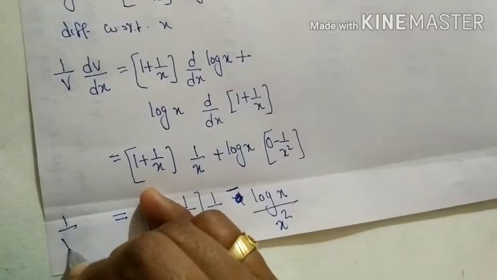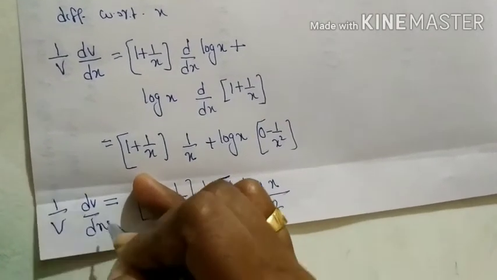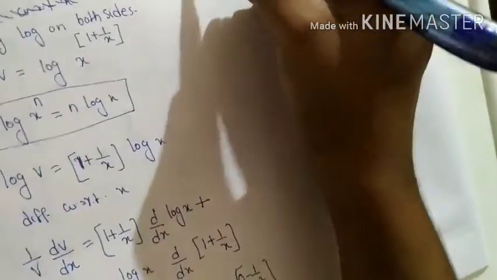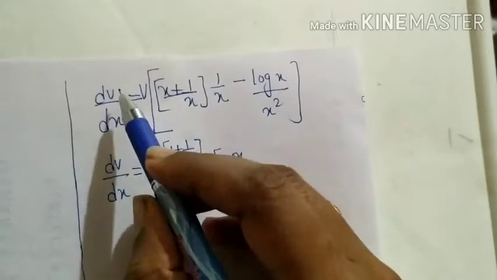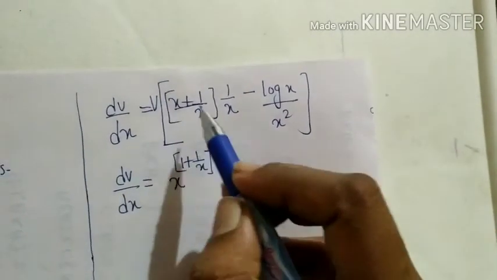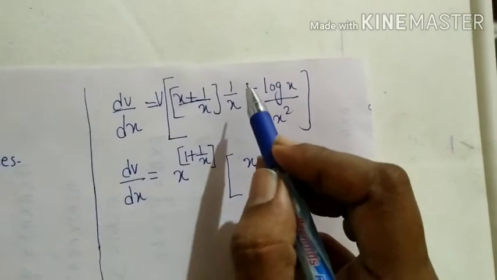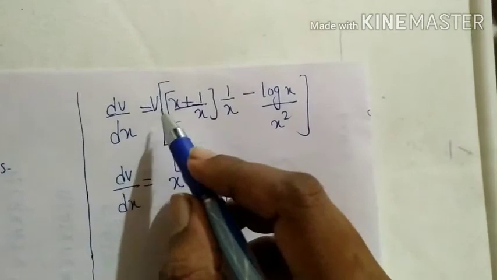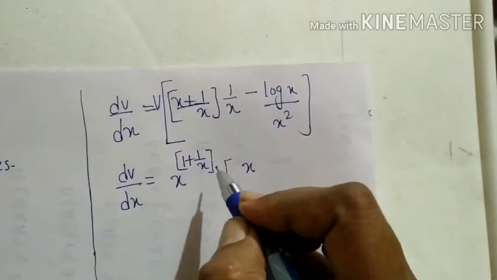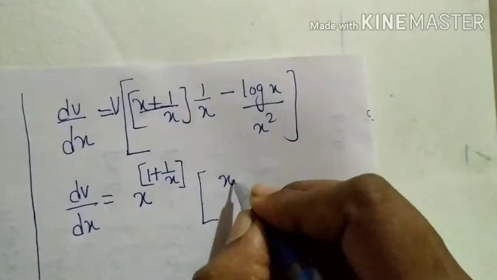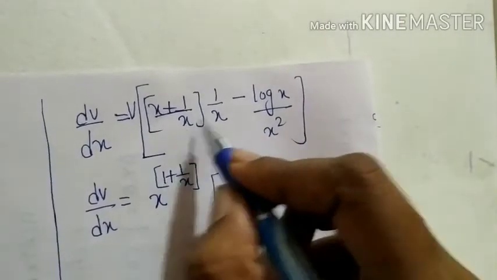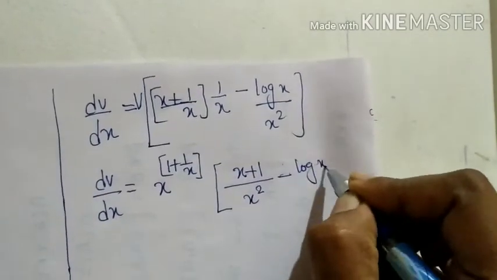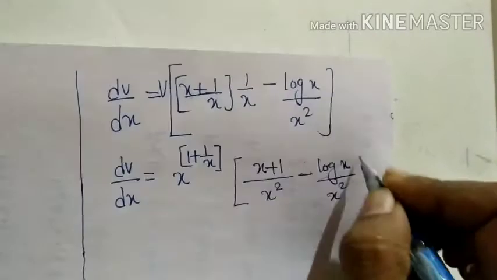So LHS is 1 by v into dv by dx. We need only dv by dx, so taking this v to RHS, we get dv by dx equal to v into x plus 1 by x into 1 by x minus log x divided by x square. Replacing the value of v by x raised to 1 plus 1 by x, and this x plus 1 divided by x into x will make x square minus log x divided by x square.